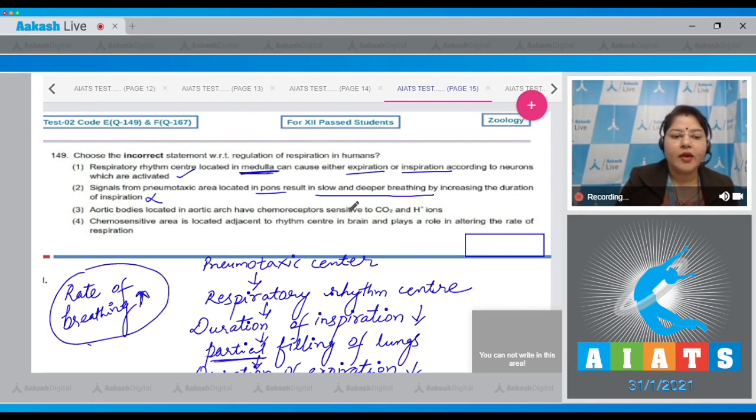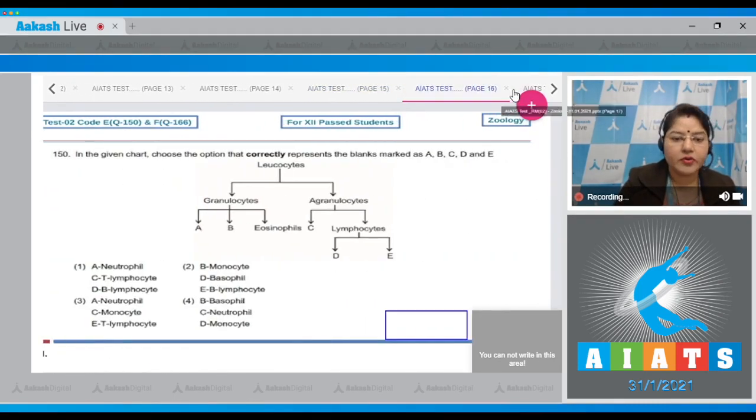Option number 3, aortic bodies located in aortic arch have chemoreceptors sensitive to CO2 and H plus ions. This is correct. Option number 4, chemosensitive area is located adjacent to rhythm center in brain and plays role in altering the rate of respiration. This is also a correct statement. So incorrect statement is option 2 and correct answer to this question is option number 2. Let's move on to the next question.